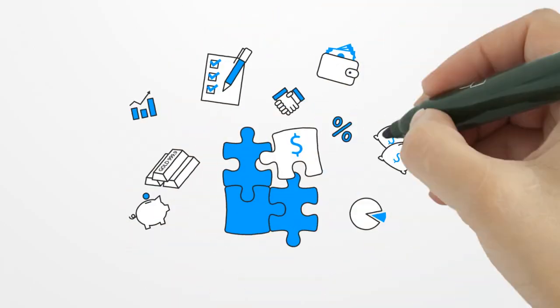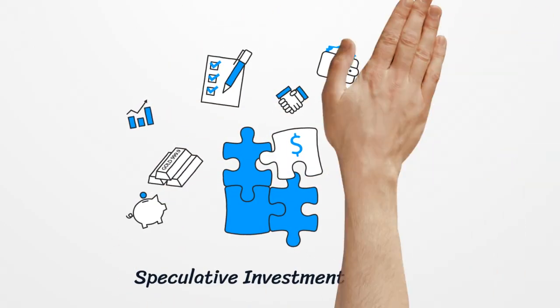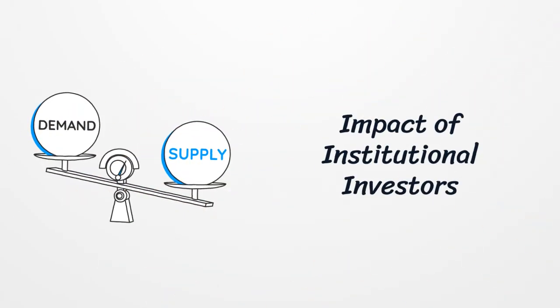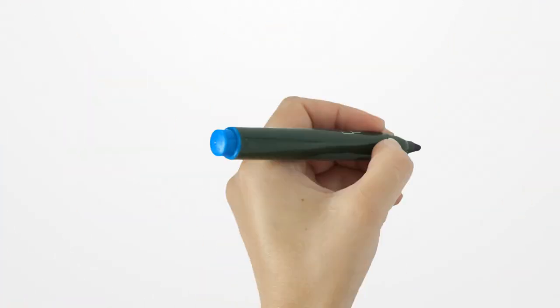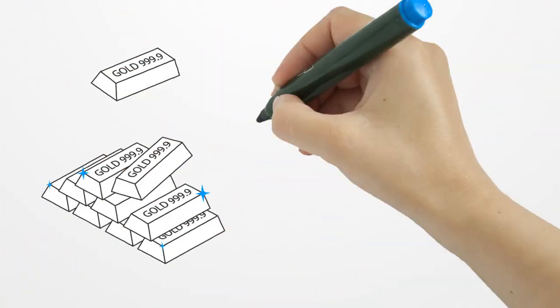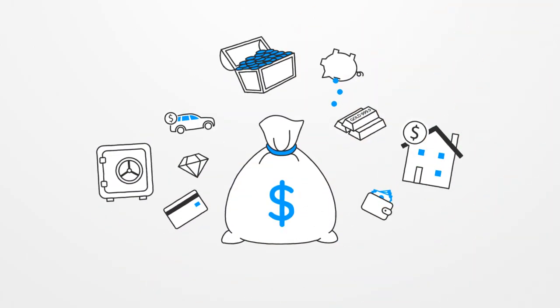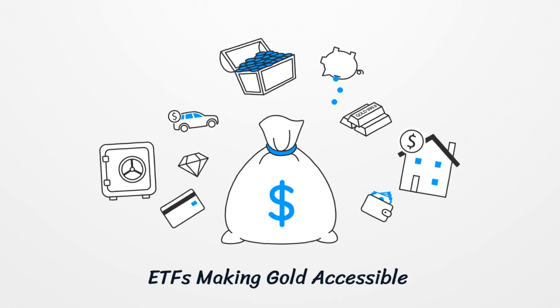Another important factor is speculative investment activity. Large institutional investors and hedge funds can drive short-term price movements through futures and derivatives markets. This is known in academic literature as the financialization effect. Today, gold is not just a physical asset but also a major financial instrument. Products like ETFs, exchange-traded funds, make gold more accessible and contribute to faster price fluctuations.